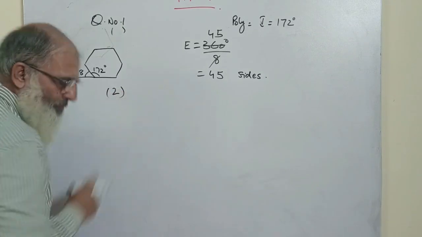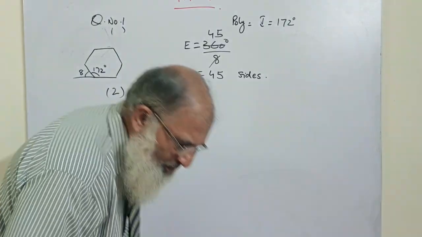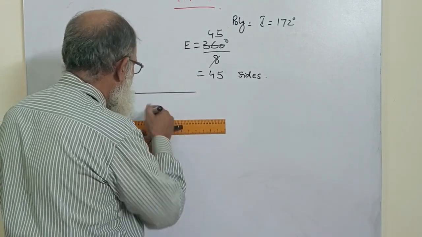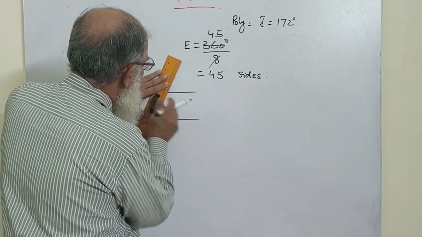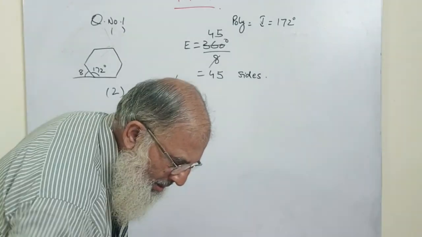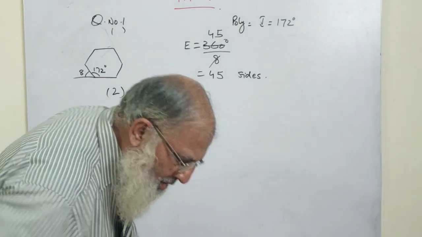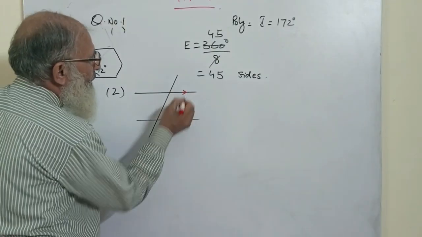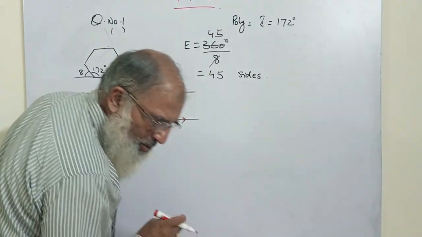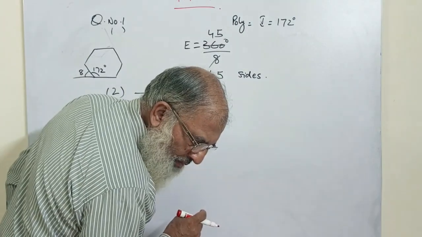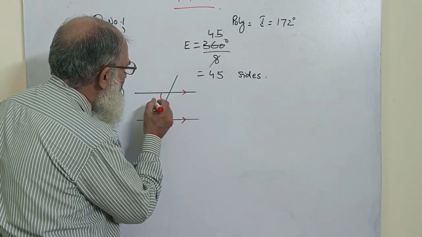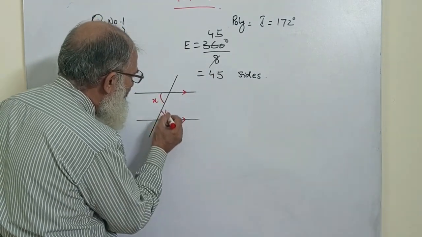Now, question number 2. Question number 2 is about parallel lines. So let me draw a pair of parallel lines, and it is cut by a transversal. Now this is parallel to this. This sign shows that this is parallel to this. So find the value of x. Where is x? Let me find it. Now this is x and this is 47 degrees.